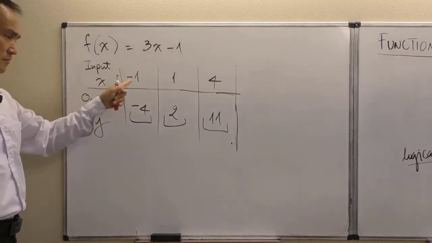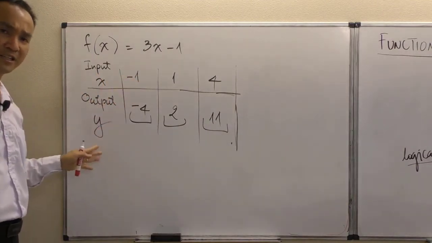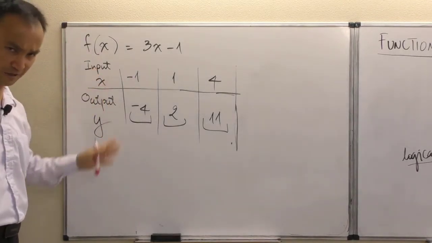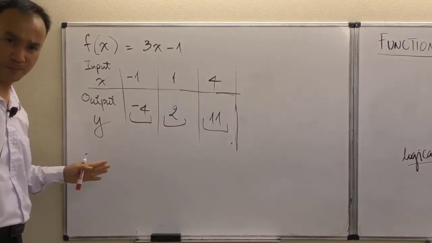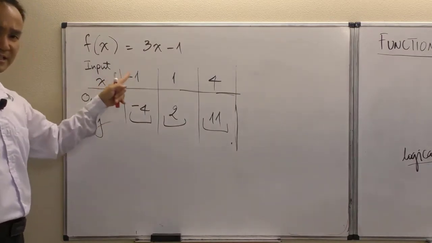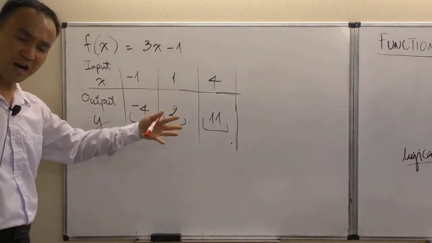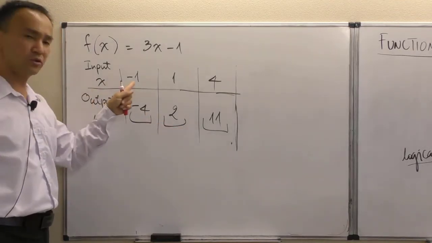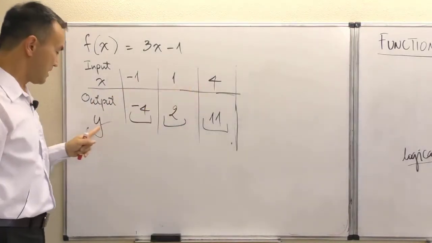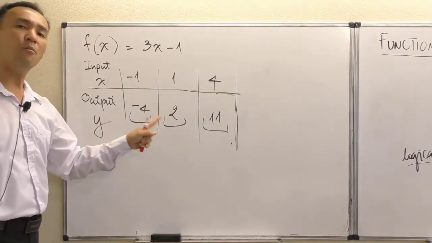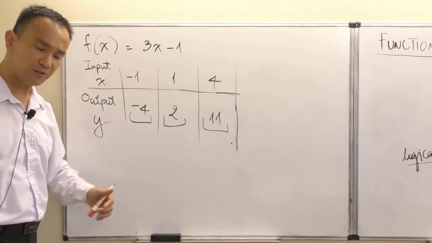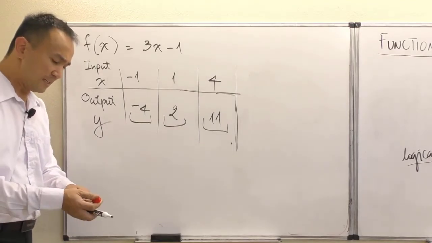Now, calling the inputs x and calling the outputs y is not always the case. You can call them differently, but this is just a tradition that x is frequently regarded as the input variable, and y represents the output value. It's a variable representing the output value of your function.